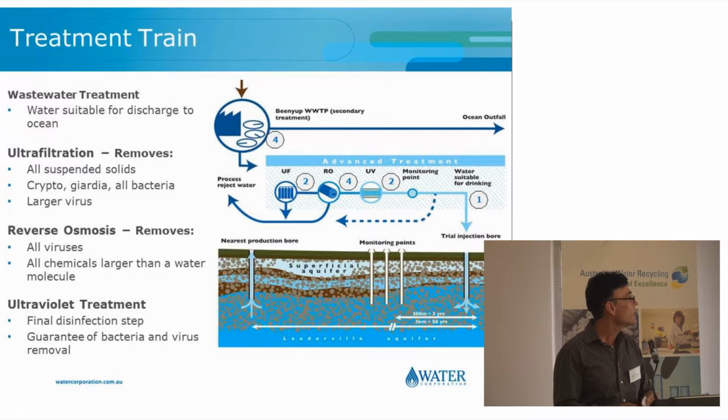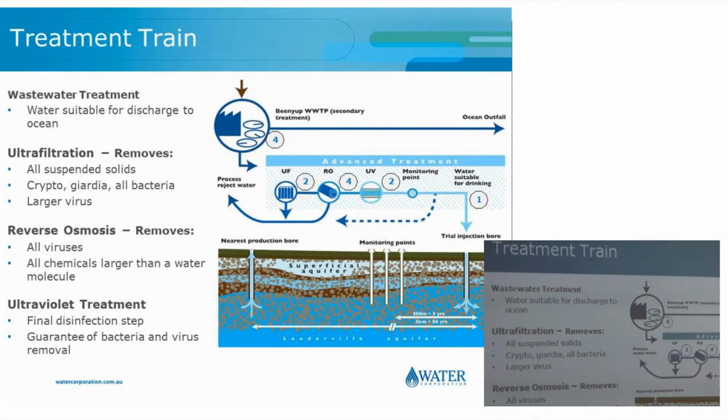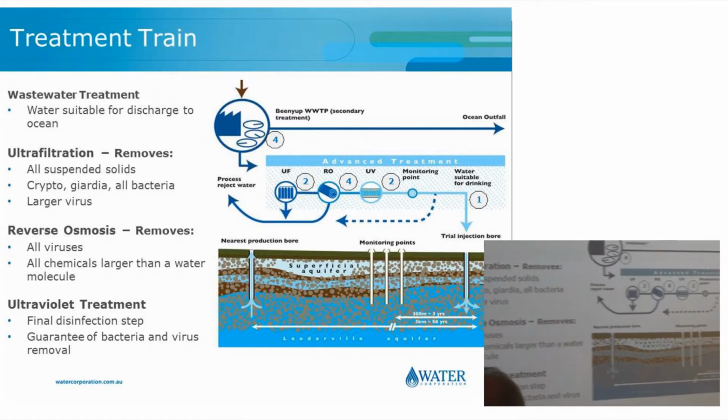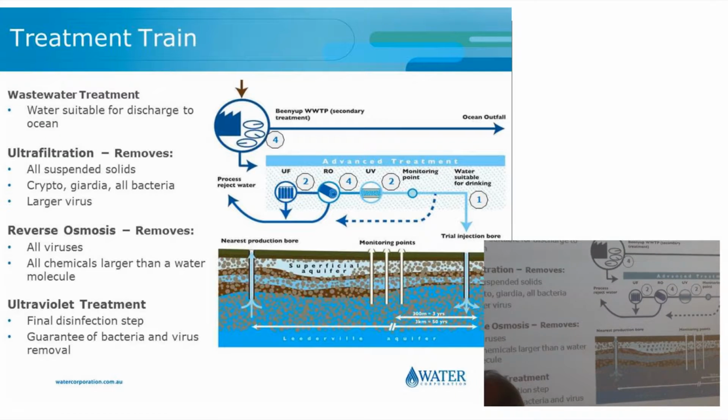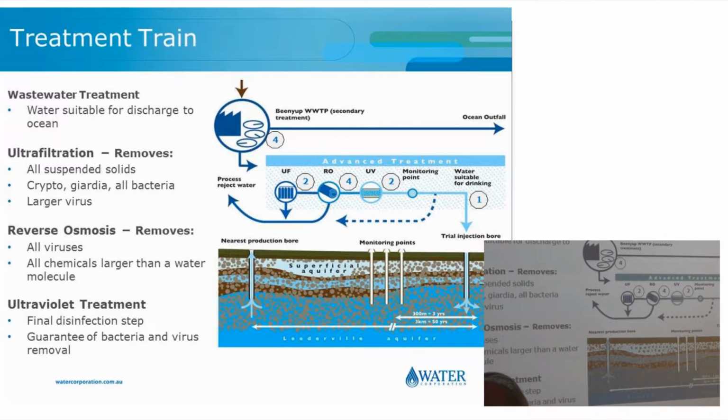So in terms of the plant, what does it consist of? As I said, we're taking that treated wastewater from Beenyup. It goes through an advanced water treatment process. Initially, ultrafiltration removes your suspended solids, your Crypto and larger viruses. Moving over to reverse osmosis, that removes your chemicals larger than a water molecule. And then finally UV disinfection, the ultraviolet treatment for your final disinfection step, which inactivates the DNA within the bacteria and viruses. From there, it's stored in a treated water storage and then recharged into the aquifer.